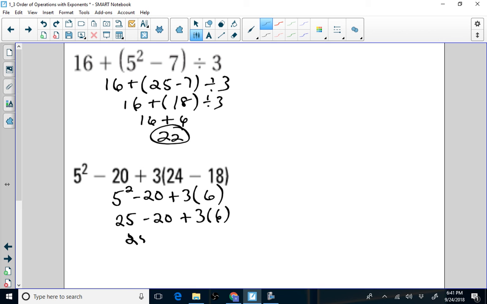So that's 25 minus 20 plus 18. 3 times 6 is 18. 25 minus 20, I do addition and subtraction from left to right. So that's 5 plus 18, and that's going to be 23.